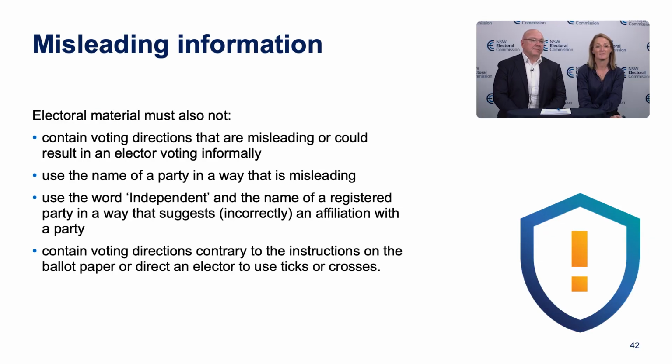Electoral material must not contain voting directions that are misleading or could result in an elector voting informally. Electoral material may not use the name of a party in a way that may be misleading, or use the word independent and the name of a registered party in a way that suggests an affiliation with a political party. Electoral material must not contain voting directions that are contrary to the directions on the ballot paper, or direct an elector to vote using a tick or a cross.